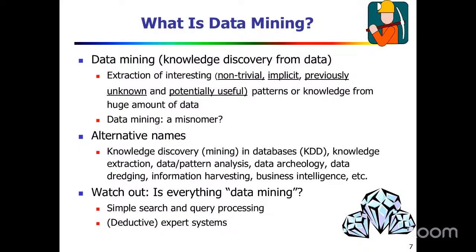Previously unknown. Why are we saying previously unknown? If it is already known to us, we cannot call it knowledge. We want more specific, particular information, right? That's why we have used the words previously unknown. And potentially it must be useful. Whatever we extract must be very, very useful. Here we say that patterns are knowledge from huge amounts of data.